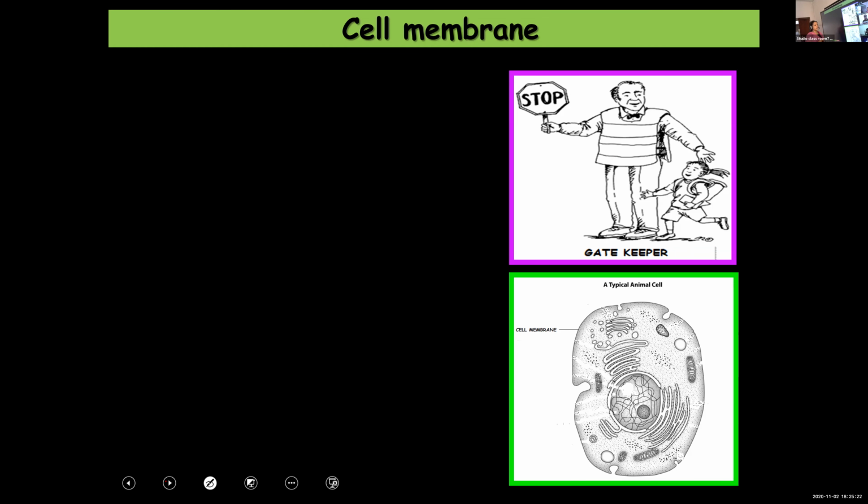So let's start with the first one, cell membrane. Throughout this lesson, we are going to compare a cell to a school. Not the school in the present situation, but the school when it was working as normal, before COVID-19, before our pandemic situation. So we are going to compare a school to a cell, or a cell to a school. Each component of the cell, I will be comparing to some component in the school. So we'll start with the first one, cell membrane.